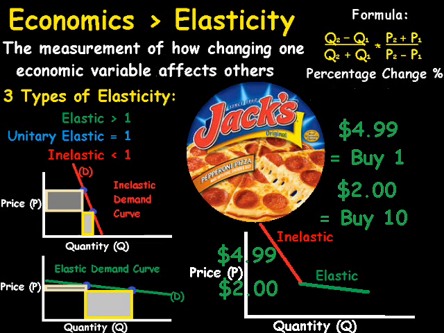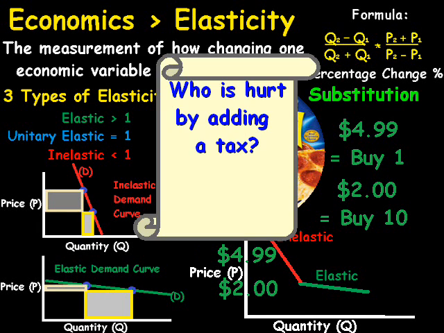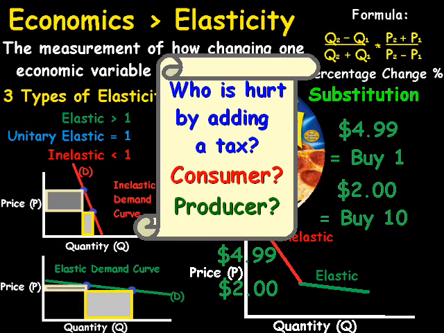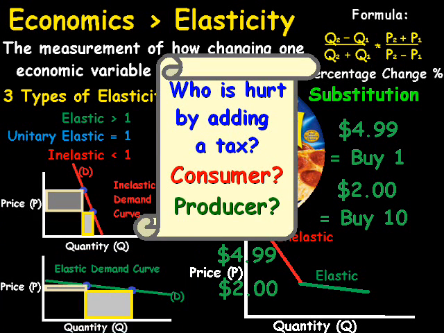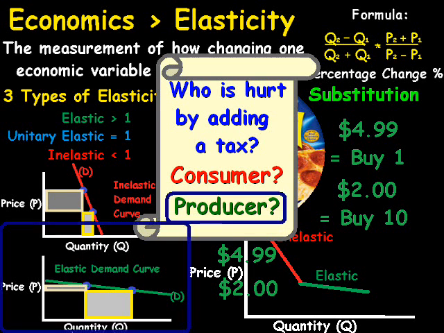Now let's look at who is hurt by adding a tax. Let's say the consumer or the producer. Well, in the consumer's case, if the demand curve is inelastic, they're going to be hurt because the producer can pass that on to the consumer, as the consumer doesn't have any substitution options. While on the flip side, the producer is going to be hurt if the demand curve is elastic, because the consumer has lots of different options to substitute or can get out of that.